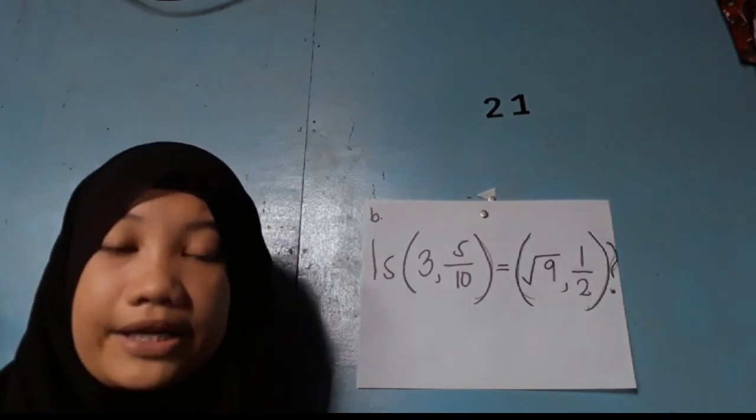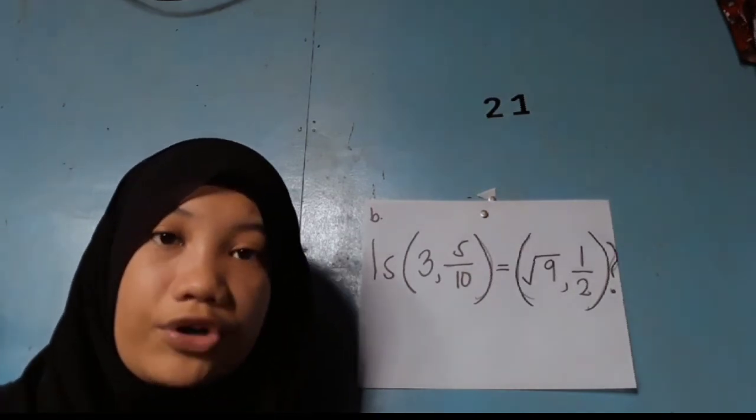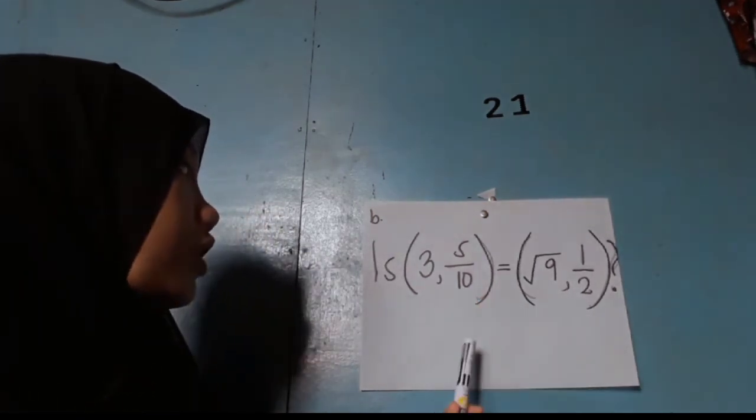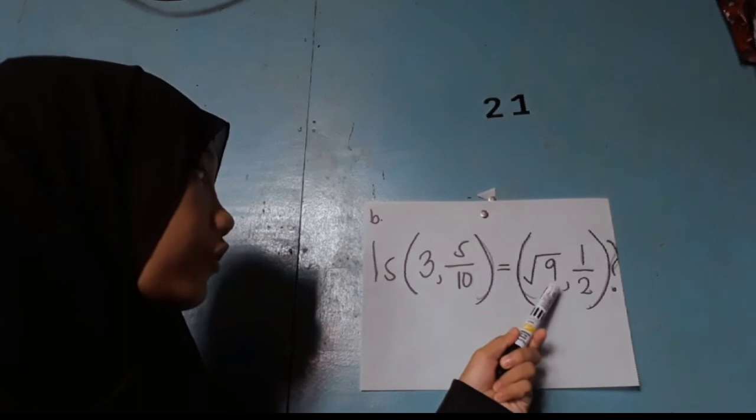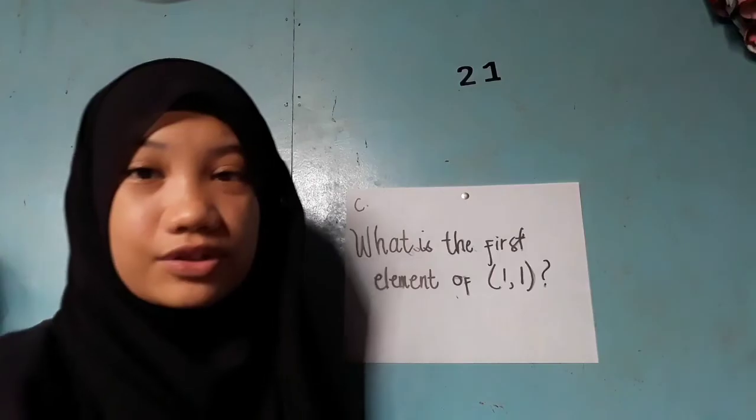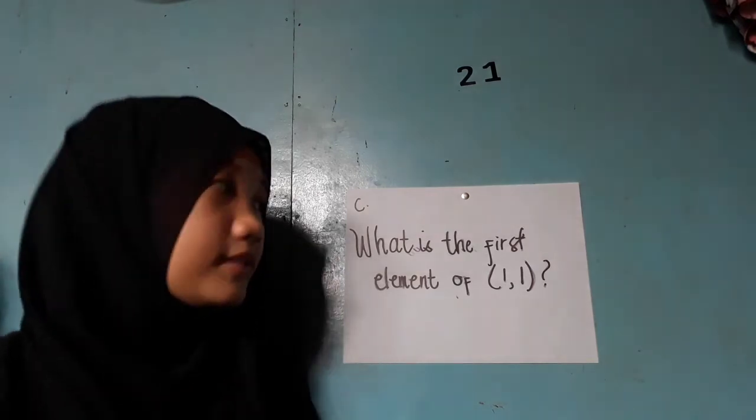Yes, by definition of equality of ordered pairs, these two ordered pairs are equal because 3 is equal to the square root of 9 and 5 over 10 is equal to 1 half. So the third example is this.